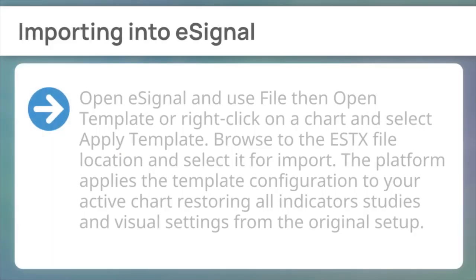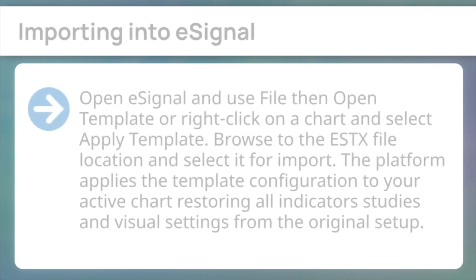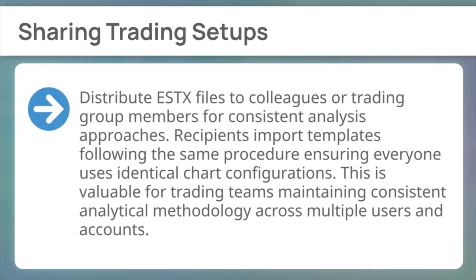First, importing into eSignal. Open eSignal and use File, then open Template, or right-click on a chart and select Apply Template. Browse to the ESTX file location and select it for import. The platform applies the template configuration to your active chart, restoring all indicators, studies, and visual settings from the original setup.